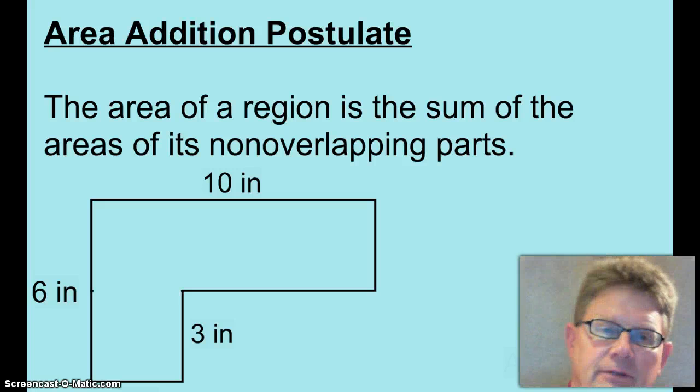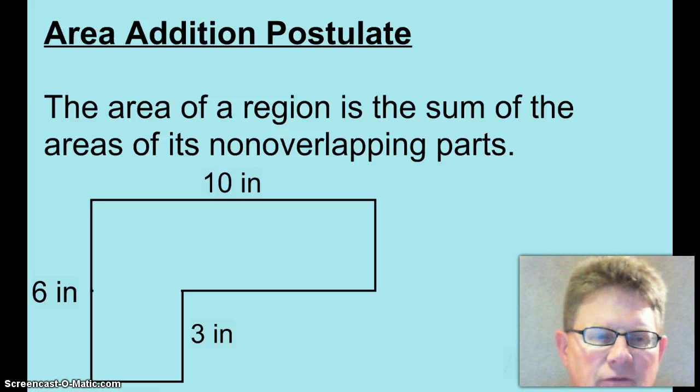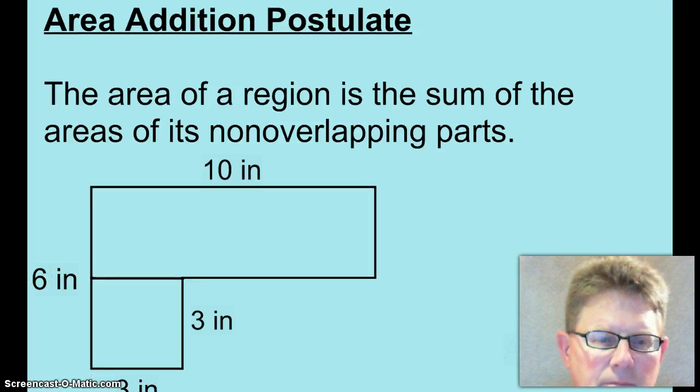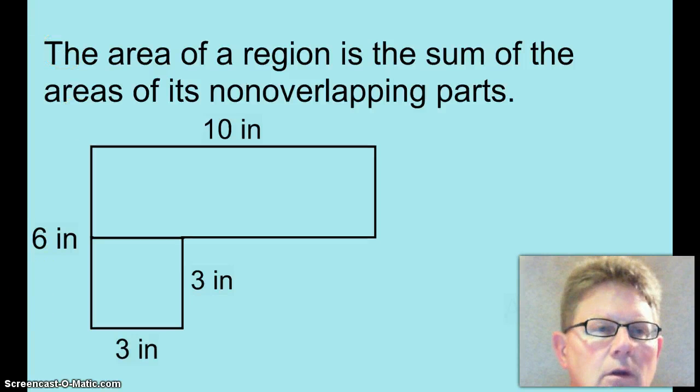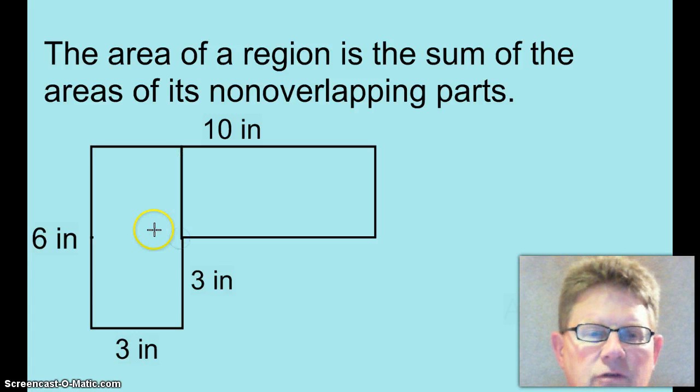Area addition postulate. The area of a region is the sum of the areas of its non-overlapping parts. We don't have a formula for the area of a sideways L. So what we need to do is either break it up that way, or break it up this way, so we've got the area of two separate rectangles.